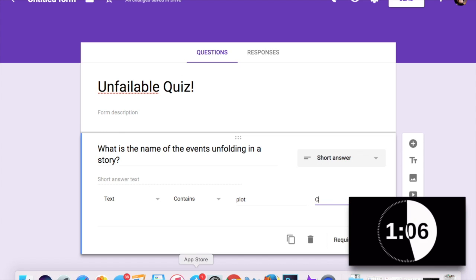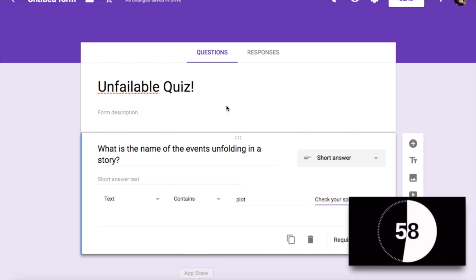And I also usually put for custom error text something about checking your spelling, because if the term is onomatopoeia, they have it right and spelled wrong, the computer won't accept it.